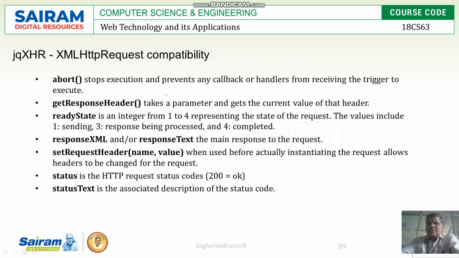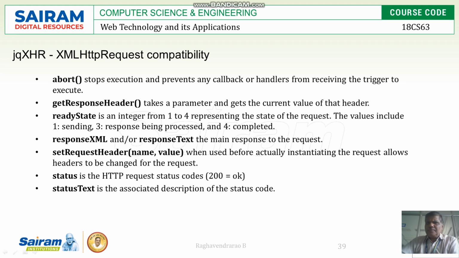And the XML HTTP request object, what it is actually containing: the abort function is there, getResponseHeader is there, readyState is there, responseXML or responseText is there, setRequestHeader with name and value format, then status is there, status text is there. It means that you are going to press that particular key, and some non-execution may happen or it may get stuck, so the abort function is going to execute for that. Then getResponseHeader is a parameter that gets the current value, and whichever value you have pressed, it is going to display.